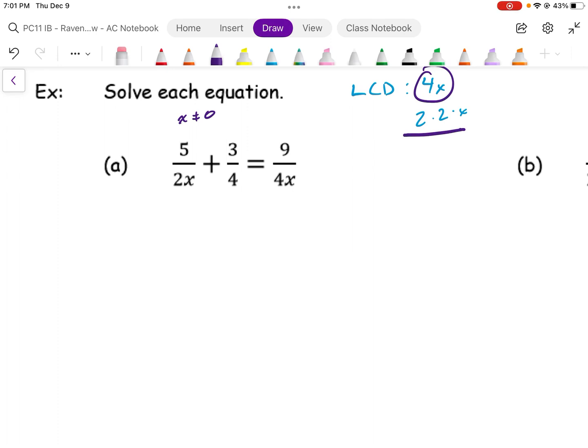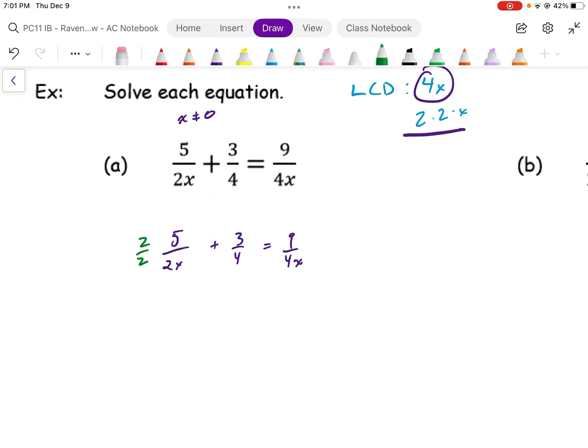So then I'm just going to take my equation and make each denominator 4x. Now, really, this employs the same strategy. So what I see here is I've just rewritten my equation. I ask myself in that first term, how can I make my denominator 4x? Well, I simply multiply both top and bottom by 2.